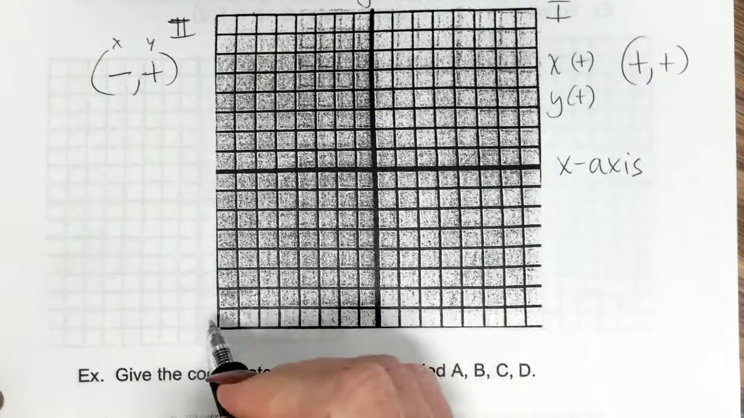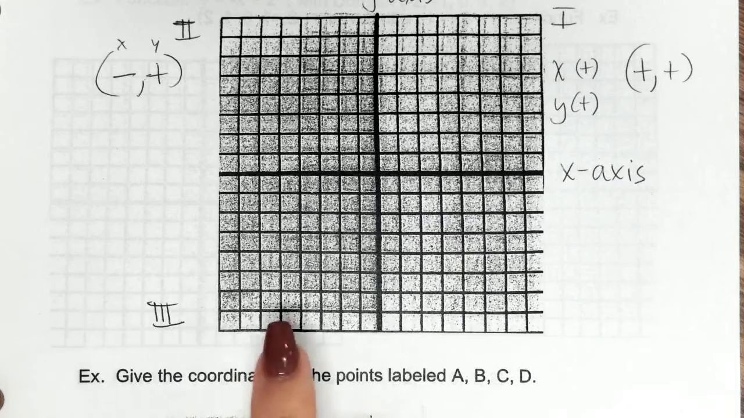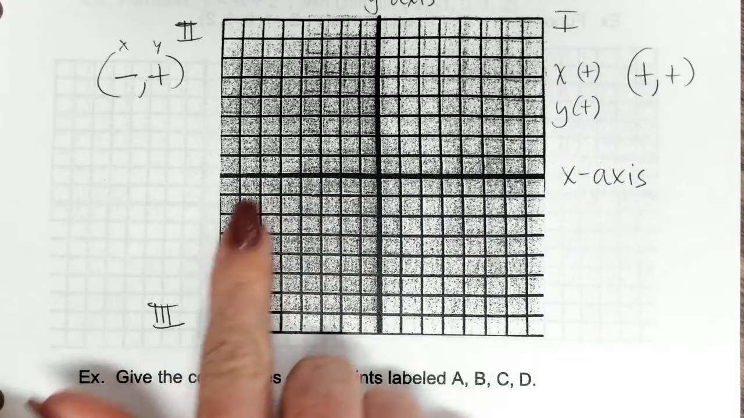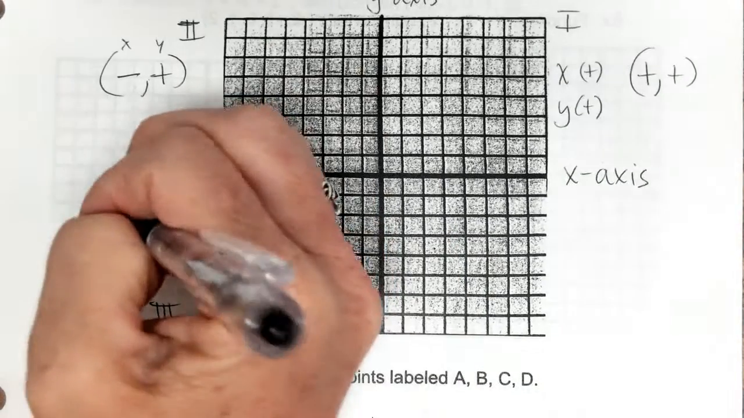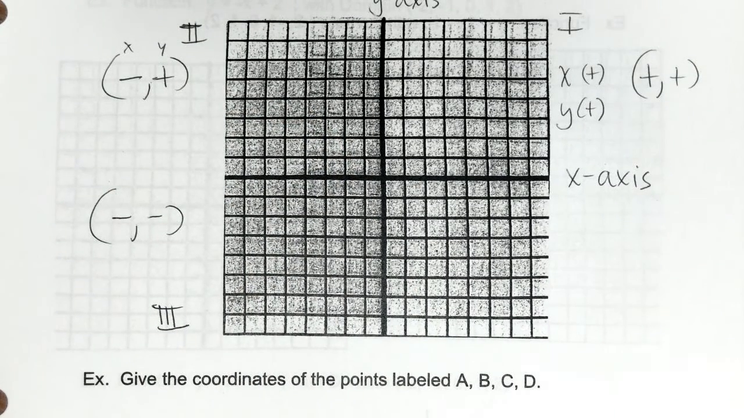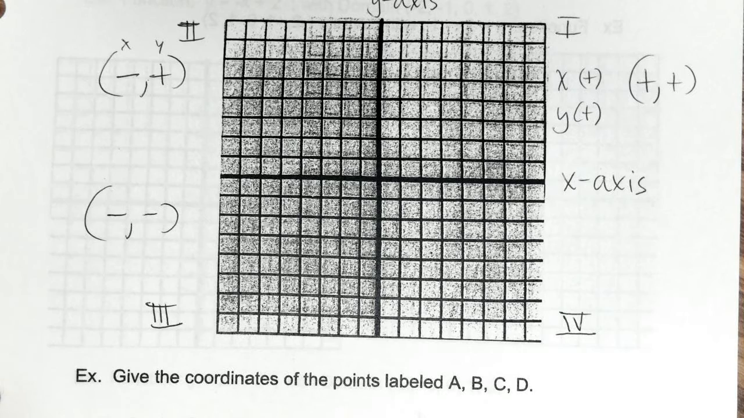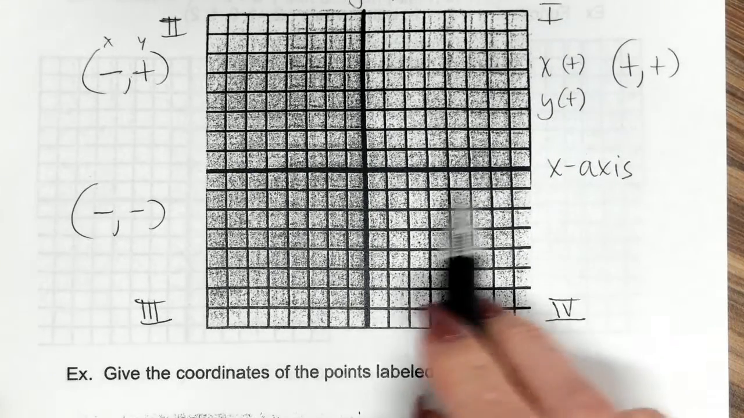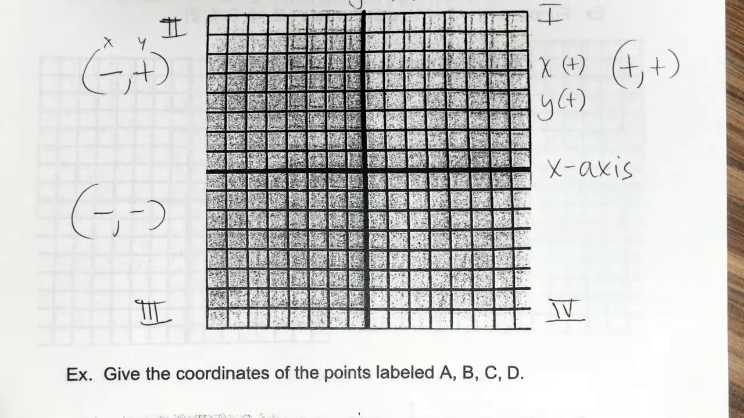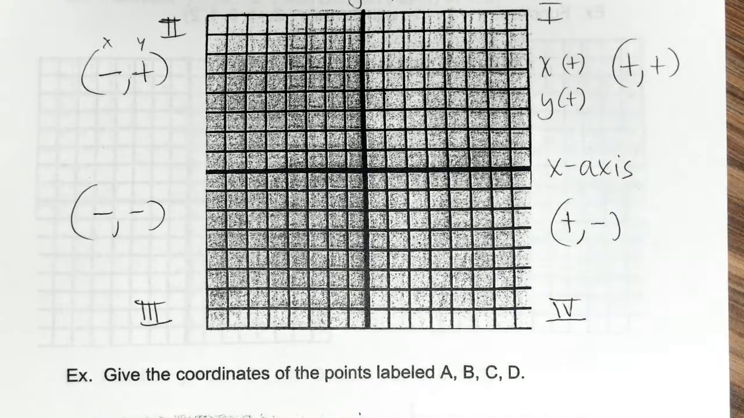All right, this is quadrant 3. This is the quadrant where everything is negative. So it's negative, comma, negative. The x is negative and the y is negative. And the last quadrant is quadrant 4. And we write these as Roman numerals, yes? And what's going to be positive and what's going to be negative? X is going to be positive, y will be negative.